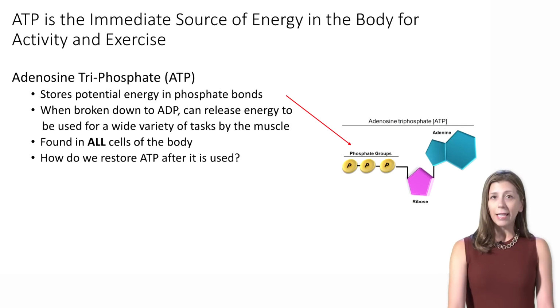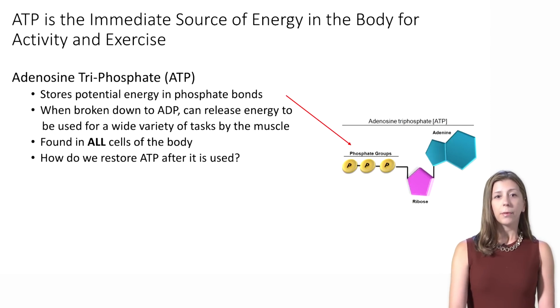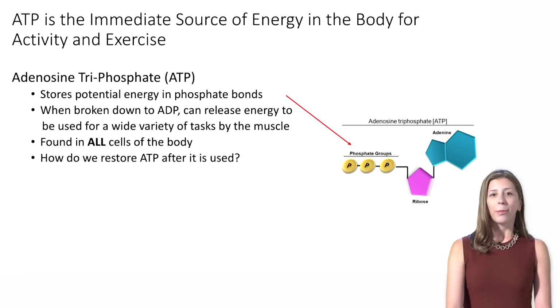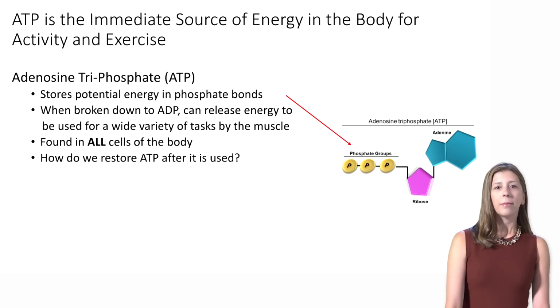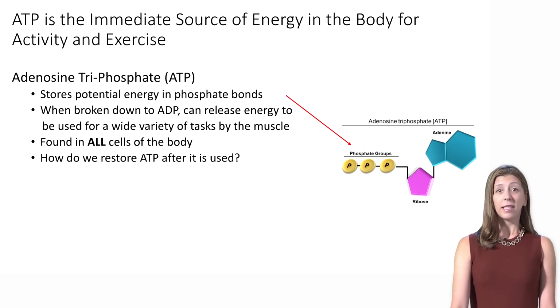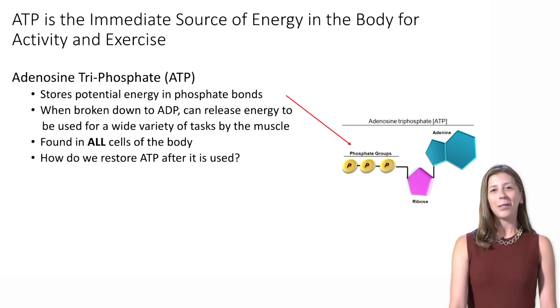So when we use ATP for energy, those bonds or phosphate groups get broken down to ADP, meaning diphosphate. So now you have two instead of three, and energy is released. Well, why would it be released? Because we need to use it. The muscle needs to use it in order to be able to do all of these various tasks that we're asking it to do, different types of activity.